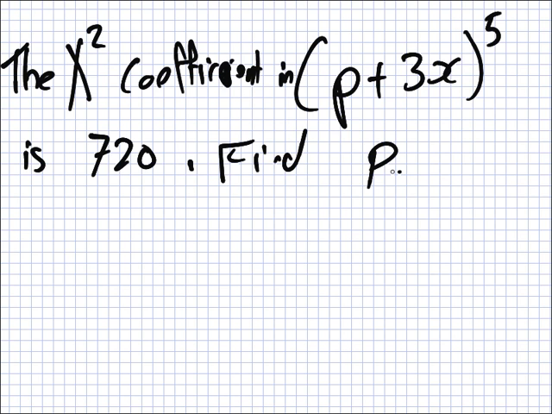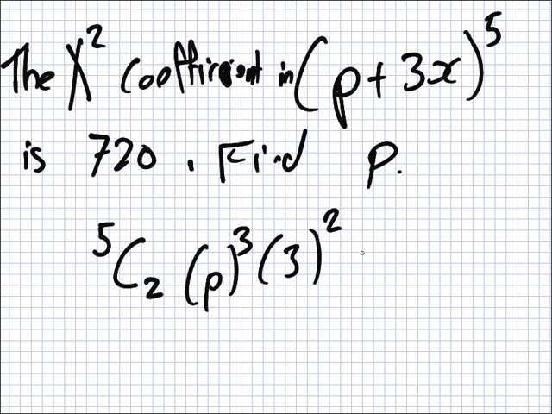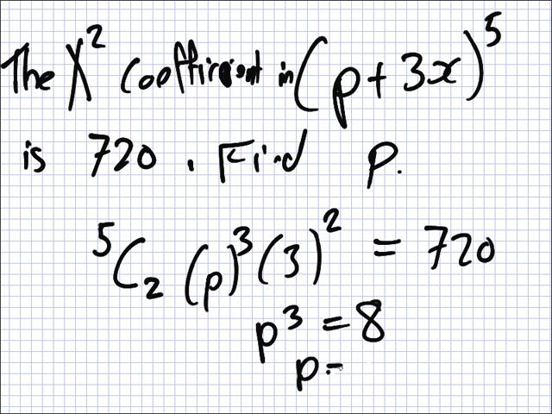Two, I think. Is there any chance it could be minus 2 or just only plus 2? Only plus 2. So what is the coefficient here? It will be 5C2 p cubed 3 squared. That's the coefficient, isn't it? Yeah. And that should equal 720. So I think you rearrange this and you get p cubed equals 8. So p equals 2.